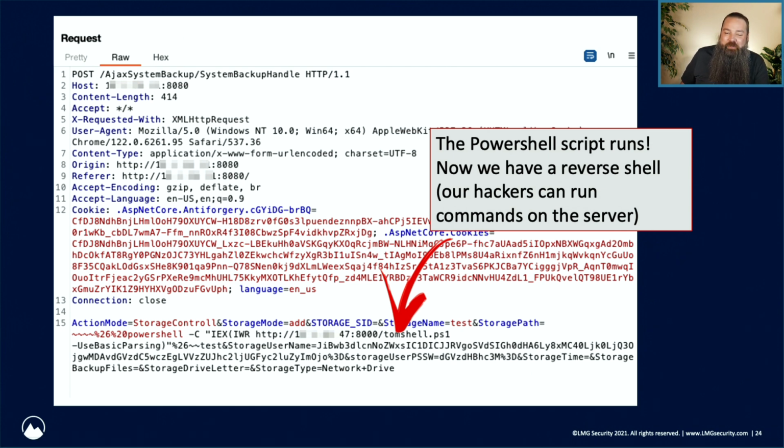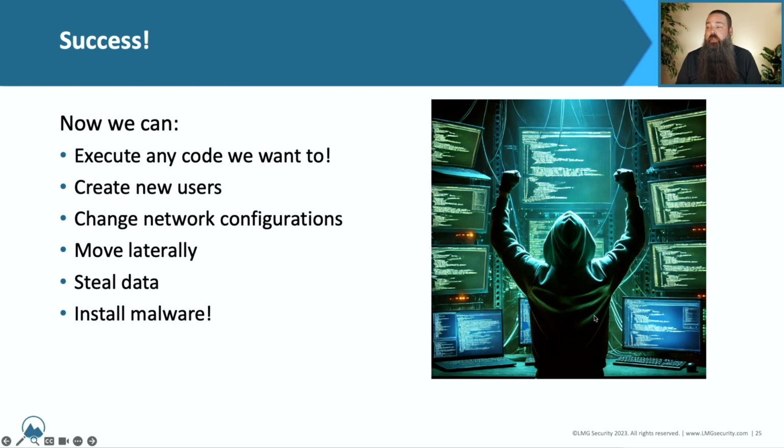And you can see it's down there at the bottom. It's called tomshell.ps1. That's a PowerShell script that's just going to open up that reverse shell for us. Now we have full access to this network, and we can run any command that we want that would normally run in Windows. So let's think about what we could do with that kind of access.